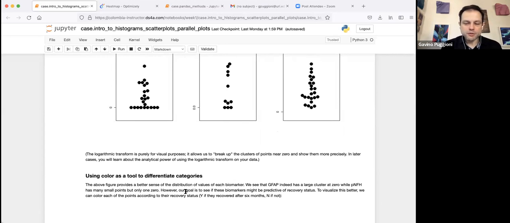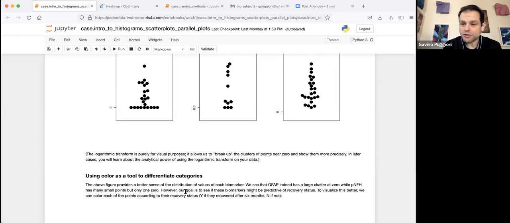So we talked about the distribution of data and color. Color is a topic that came up already when we talked about color maps. However, color can also be used to investigate distributions, like in this particular case. From these plots, we can see that GFAP has a large cluster at 0, while PNFH has more points, but only one at 0.